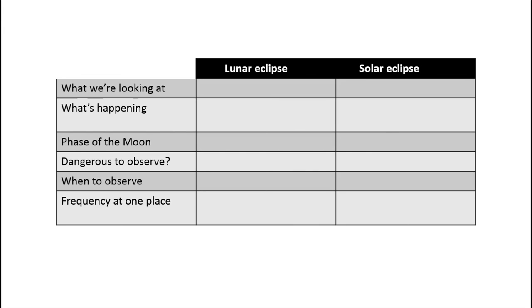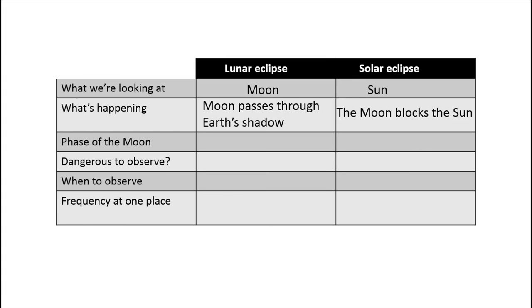First of all, what are we looking at during a lunar eclipse? Well, the moon. And during a solar eclipse, we're looking at the sun. What is happening during a lunar eclipse? The moon is passing through the Earth's shadow, and in the solar eclipse, the moon blocks the sun. And by the same token, in the lunar eclipse, it's the Earth that blocks the sun.